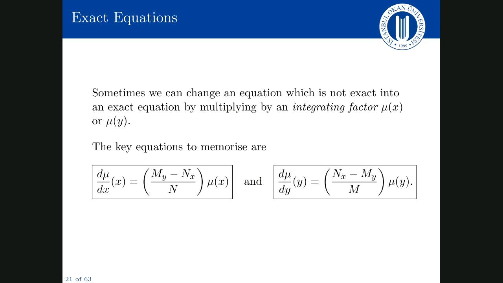There are two equations which we need here. If you were in a classroom exam, you would be expected to memorize these two equations. Because we're doing an online exam, obviously you will write these down on a piece of paper before you start. If we're looking for a function mu only of x, we're going to be considering the equation d mu dx of x is (My minus Nx) over N multiplied by mu of x. If we're looking for a function mu only of y, the equation that we're going to use would be d mu dy of y is (Nx minus My) over M times mu.